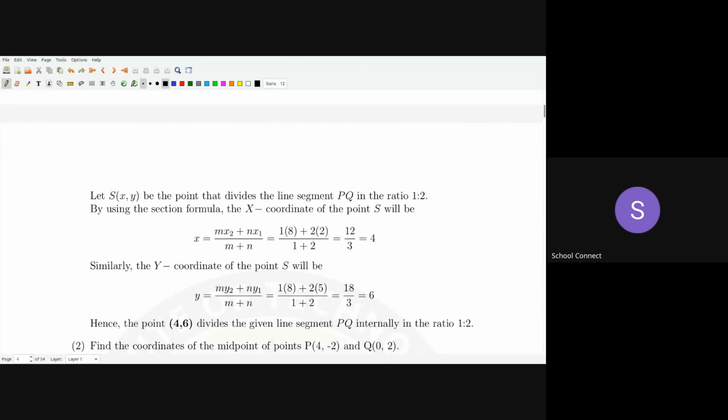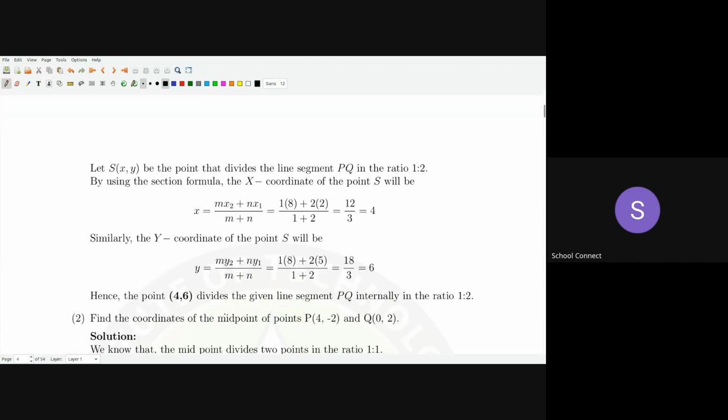So when I say midpoint, how will the midpoint divide the whole line segment PQ? In which ratio will it divide? 1:1. So from the midpoint, we can get the values of M and N, which are 1 and 1. Now, can you all quickly solve this? You can take it as a hint. The midpoint divides 2 points in the ratio 1:1. So this is M for you.